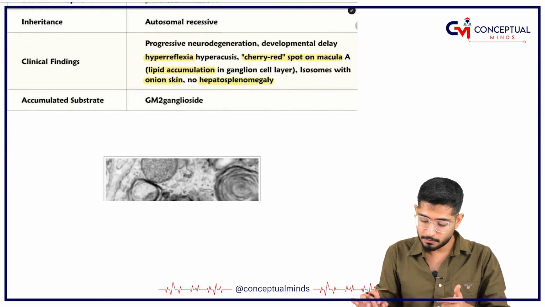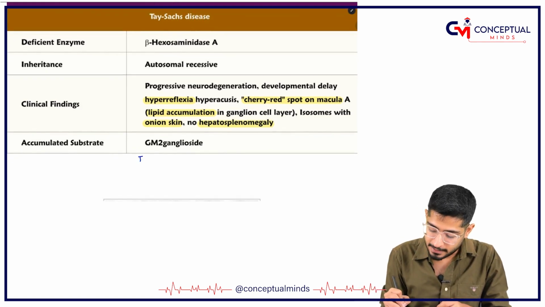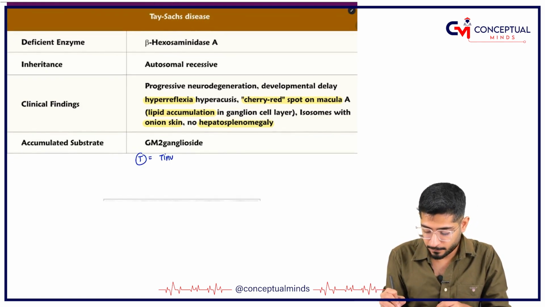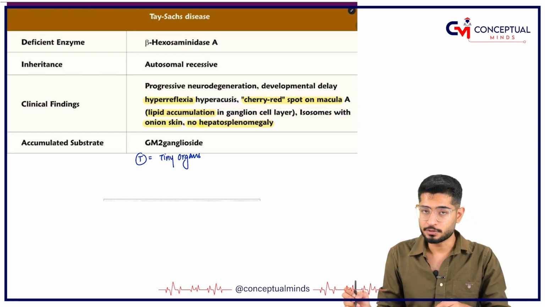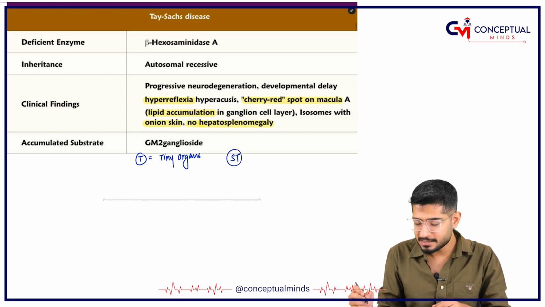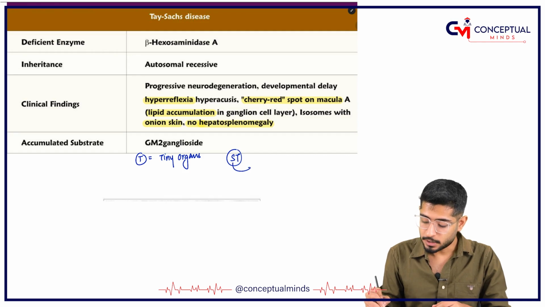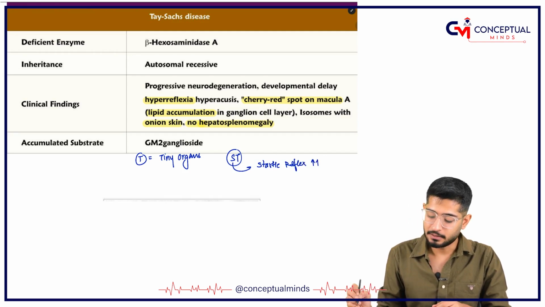Okay, so how to remember all these things? Very easily: Tay-Sachs disease, T for Tay-Sachs, T for tiny organs. Tiny organs means there is no hepatosplenomegaly. And in the alphabet S and T are very close. So what is S? S for startle reflex, my dear friends. There will be increased startle reflex, hyperreflexia.